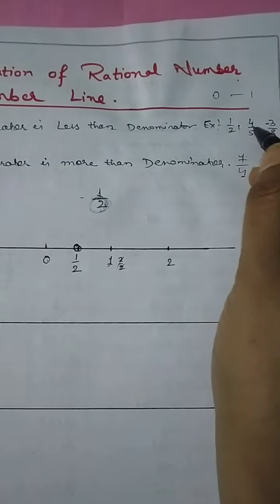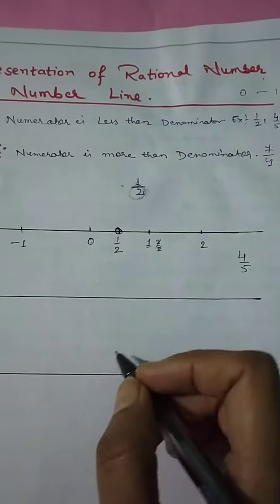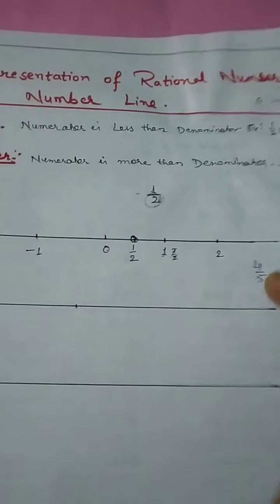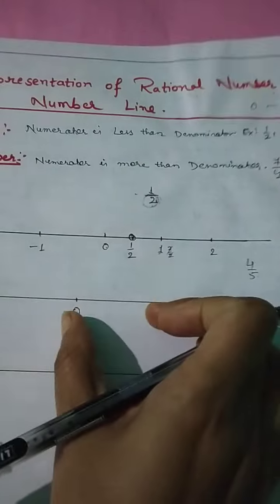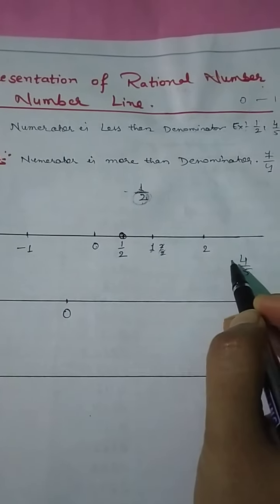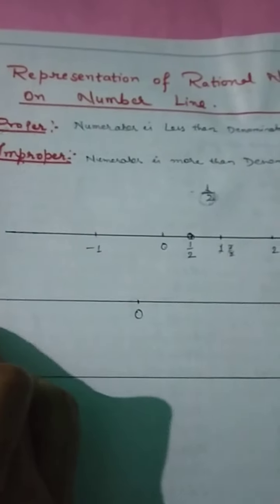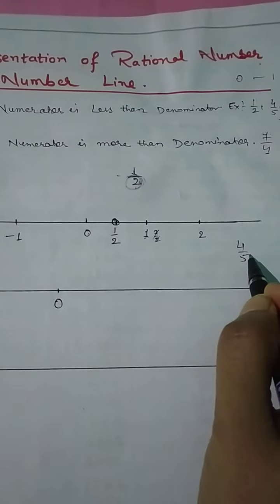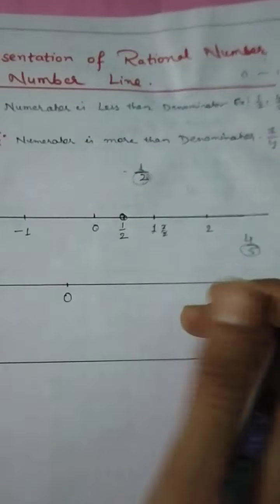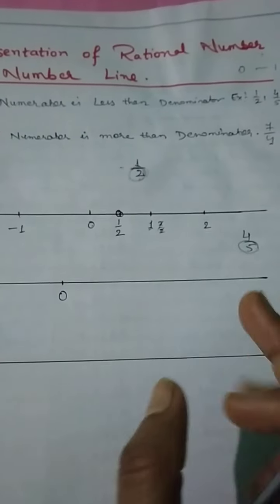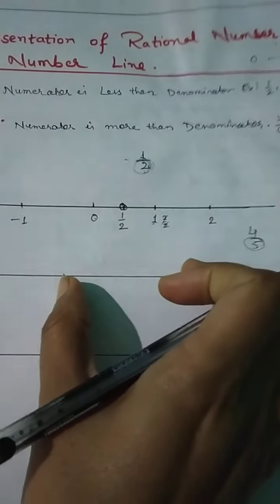Suppose you have to plot 4 by 5. Again, this is a positive number. So, you can take 0 here. After that, 1, 2, 3, 4. If a negative number were there, then you would take this minus side. But this is positive. So, you have to see the denominator. Denominator is 5. So, we will divide 0 to 1 into how many equal parts? 5 equal parts. According to your need, for 1 we will take a little more distance.